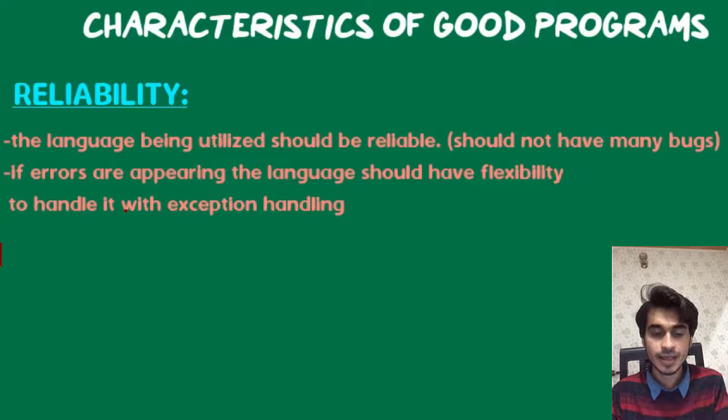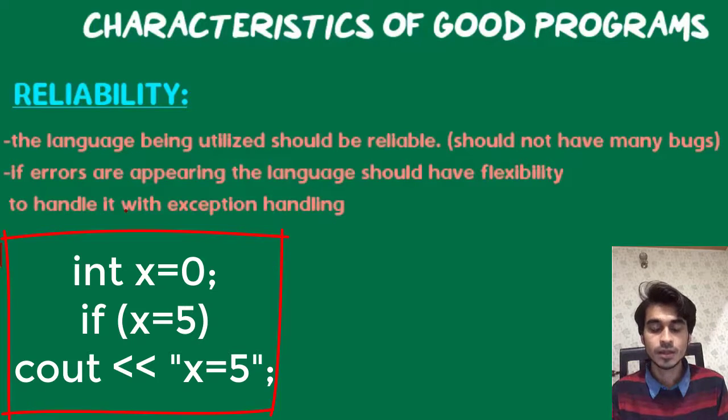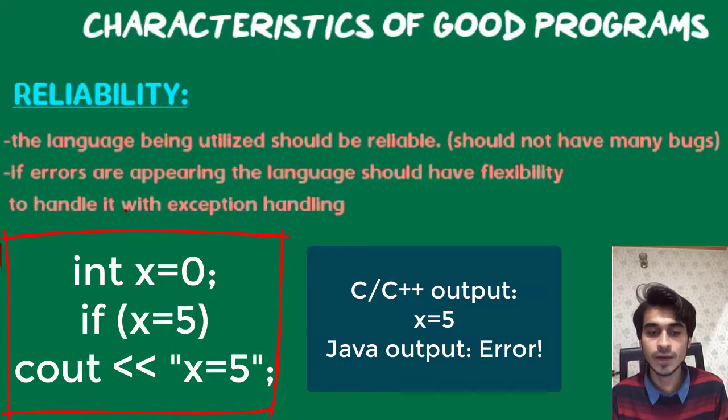If x equals 5, the program should print out x equals 5. If we are writing this code in C++ or C, whatever the value of x is, for instance int x is equal to 0, it will just change it to 5. This will not check what value x has, it will just change the value to 5 and then print x equals 5.